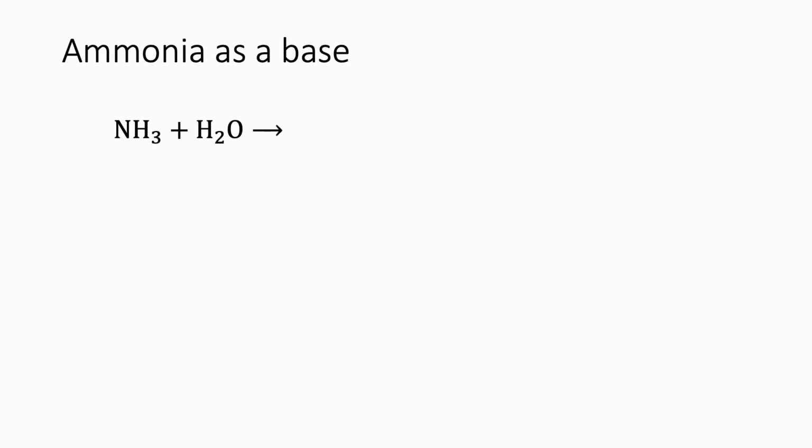So let's now look at how ammonia can be a base. If you put ammonia in a solution of water, some of that water can ionize and form H+ and OH-. And then the ammonia can grab onto one of those hydrogen ions, leaving an unpaired hydroxide ion. And so this is how we get hydroxide ions building up in an aqueous solution of ammonia.